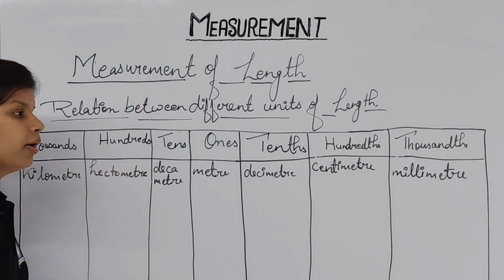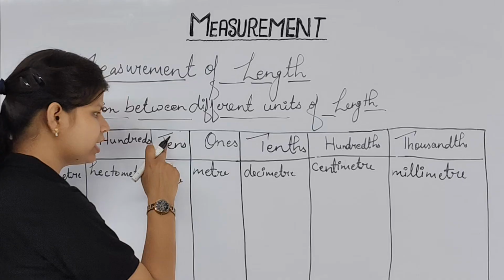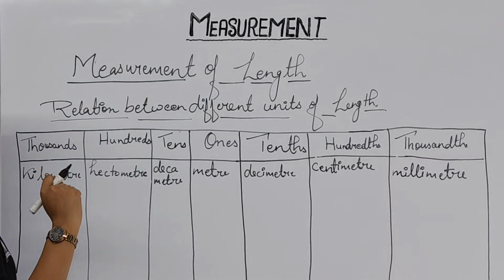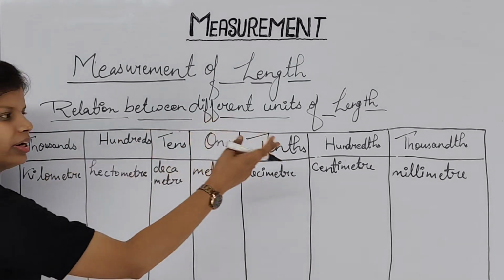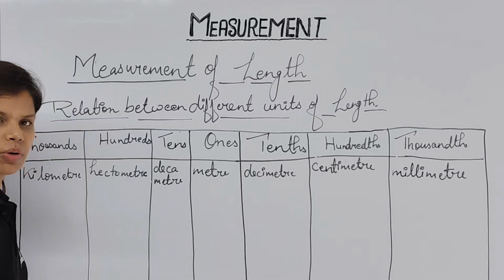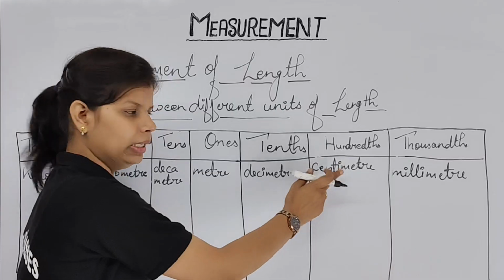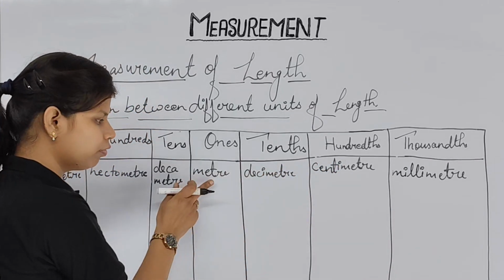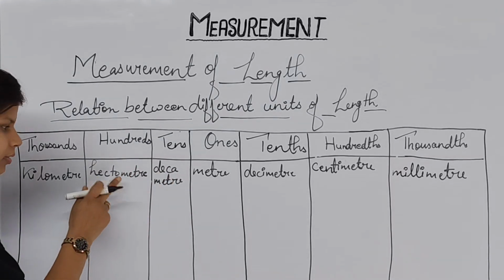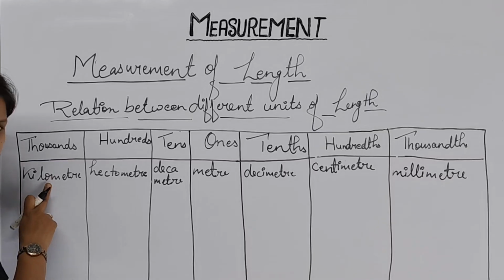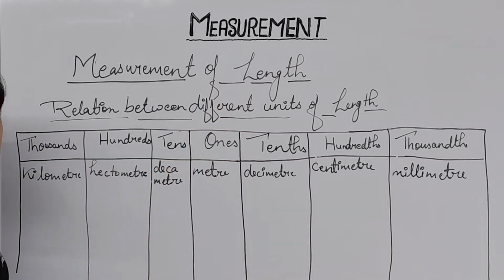If somebody is going to ask you who is at the tenths place, then you have to give the answer decimeter. If somebody asks you who is at the tens place, then you have to give the answer decameter. Understood, no? Which one is bigger? Kilometer is bigger. Which one is smaller? Millimeter is smaller. Which one is smallest in all? Millimeter. Second smallest? Centimeter. Third smallest? Decimeter. Fourth? Meter. Then fifth? Decameter. Sixth? Hectometer. And seventh will be your kilometer. Understood? Clear about it? So this is just the relation between different units of length.